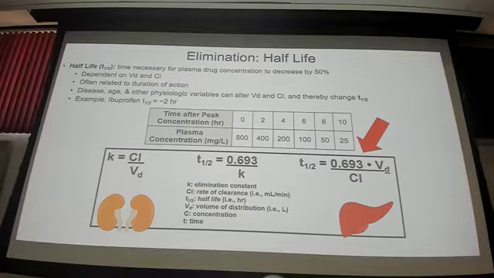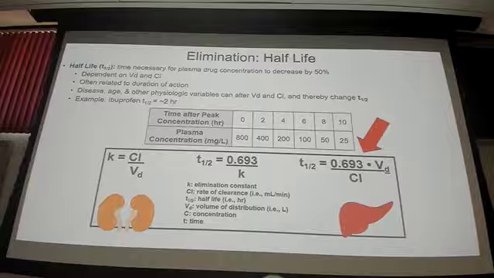So a drug's half-life is the time necessary for drug concentration to decrease by 50%. Remember, half-life occurs for drugs that follow first-order kinetics. Half-life depends on a drug's clearance and a drug's volume of distribution, in addition to other factors that we talked about yesterday: age, nutrition, things like that, and innate properties of that drug.